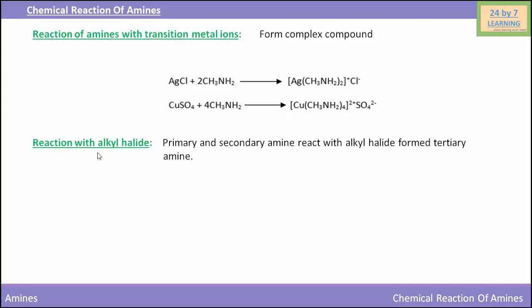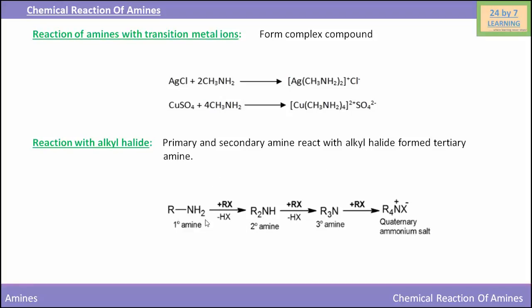Now we will see the reaction of amines with alkyl halides. Primary and secondary amines react with alkyl halides and form tertiary amines. Here's the reaction. You can see RNH2, that is the primary amine, when reacted with RX, that is alkyl halide, then after removing HX, that is hydrogen halide, the reaction will yield R2NH, that is secondary amine. Similarly, this secondary amine, when reacted with alkyl halide, will form tertiary amine, R3N. And further, it will convert to quaternary ammonium salt.